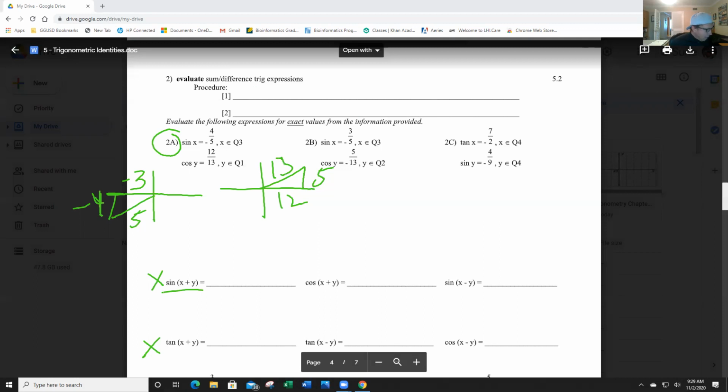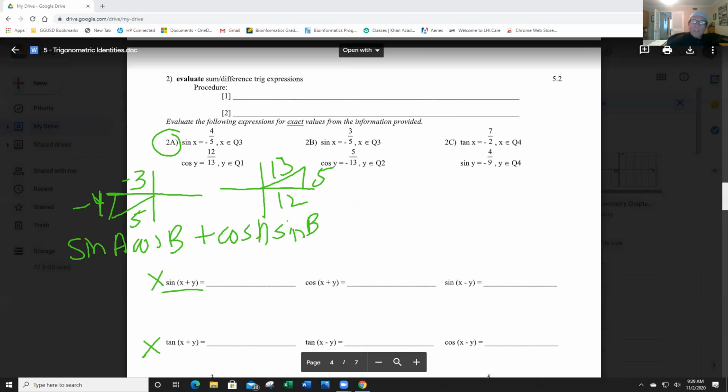The sine of x plus y, or a plus b, is going to be sine a cosine b, plus the reverse, cosine a sine b. Now I'm going to switch colors here, and I'm going to execute this.